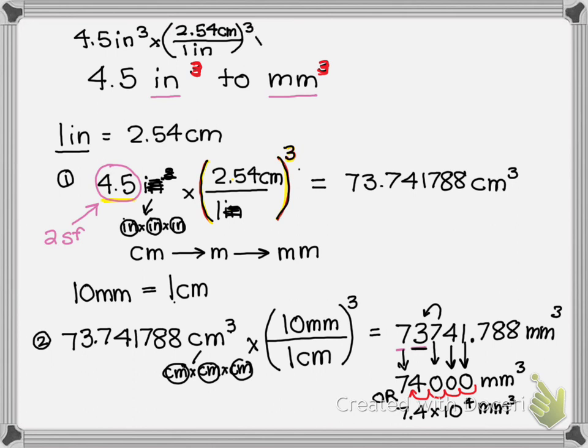So in the math part of this, the important thing is that you remember to cube your conversion factors. Then that would equal the answer. So you see that you get rid of inches cubed, then you get rid of centimeters cubed, and you're left with millimeters cubed.